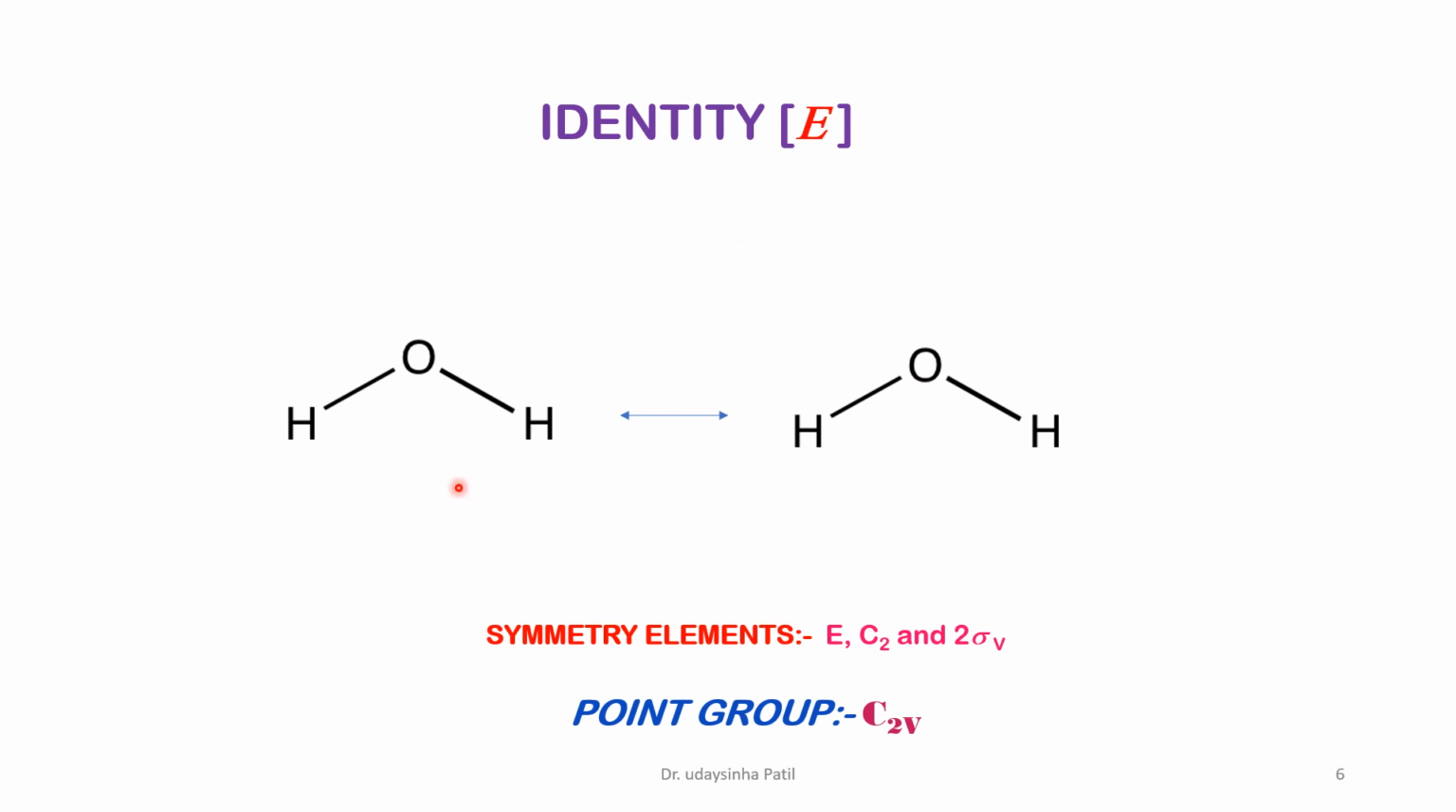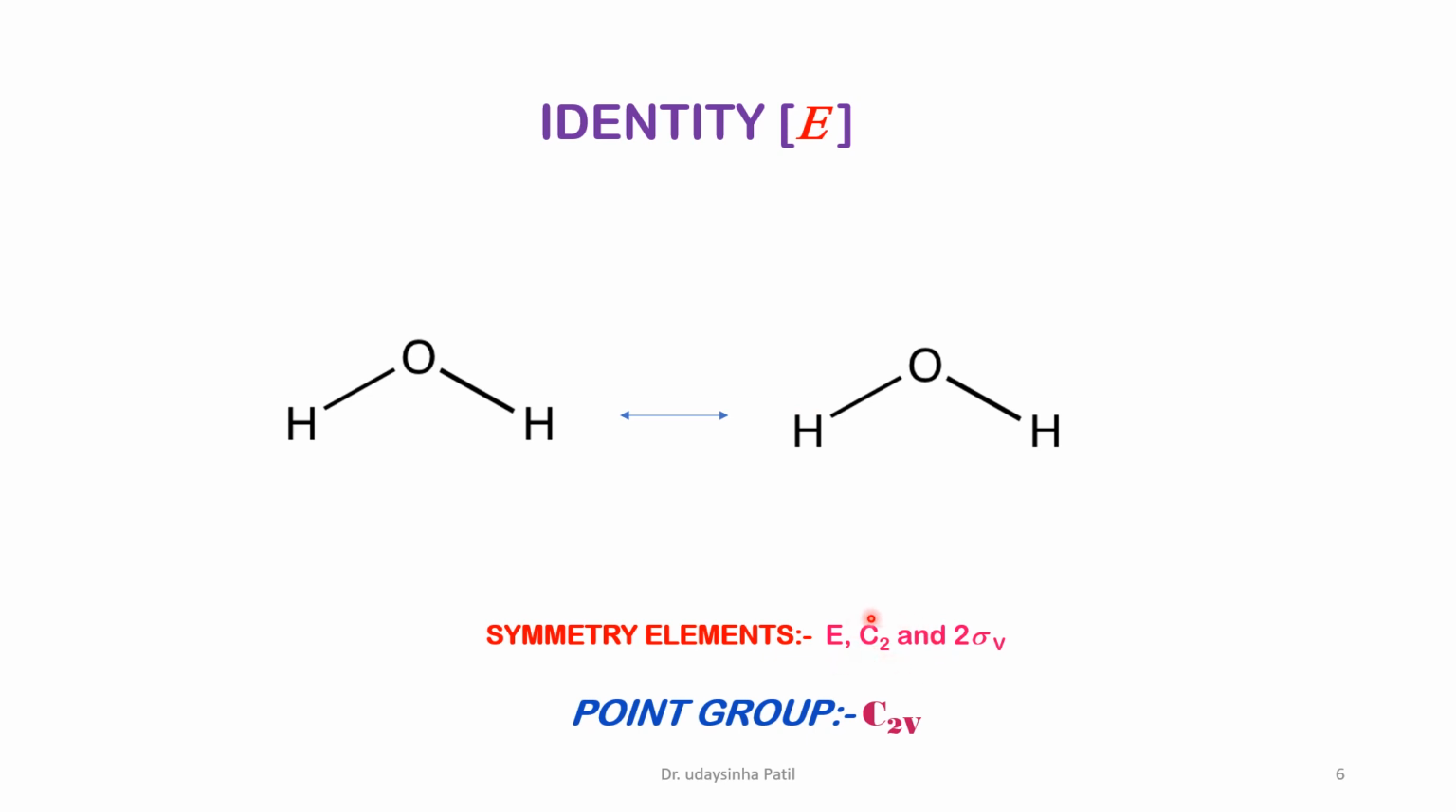Then identity: each and every element is identical to the original by rotating the molecule through 360° or 0°. When you rotate the molecule through 360°, it looks like this. Or when you rotate this molecule through 0°, it again looks like this. Therefore, doing nothing, any such operation, means the identity E. So the symmetry element present for the H2O molecule is identity E.